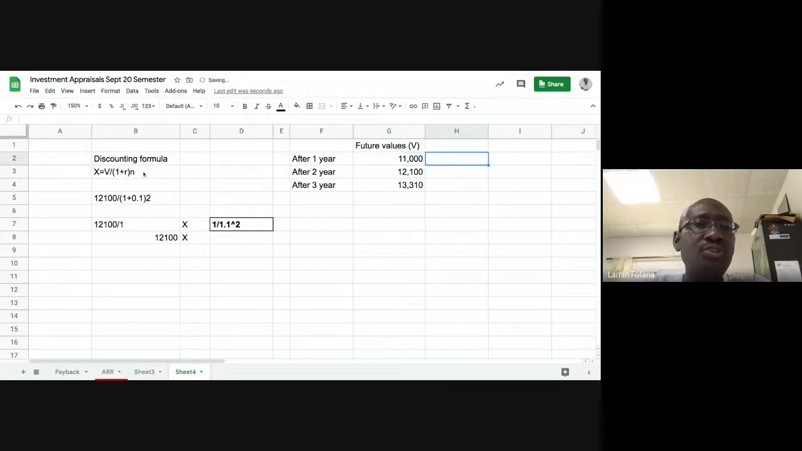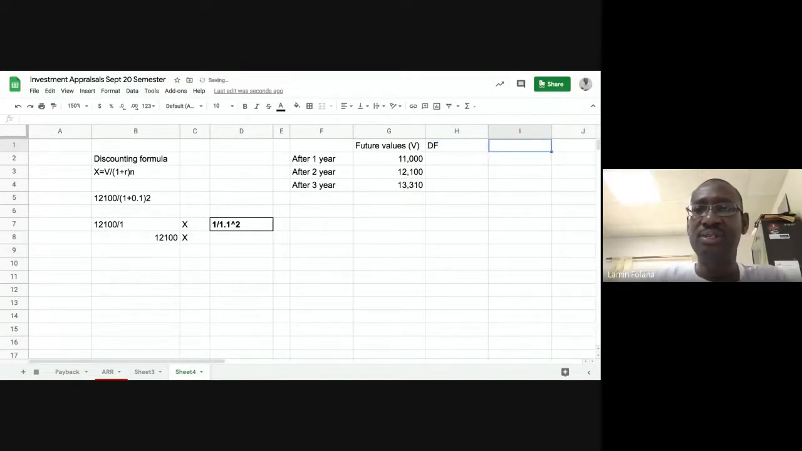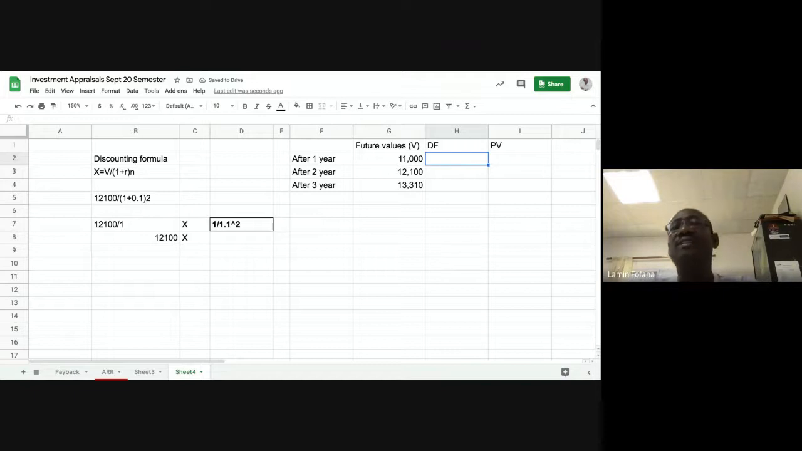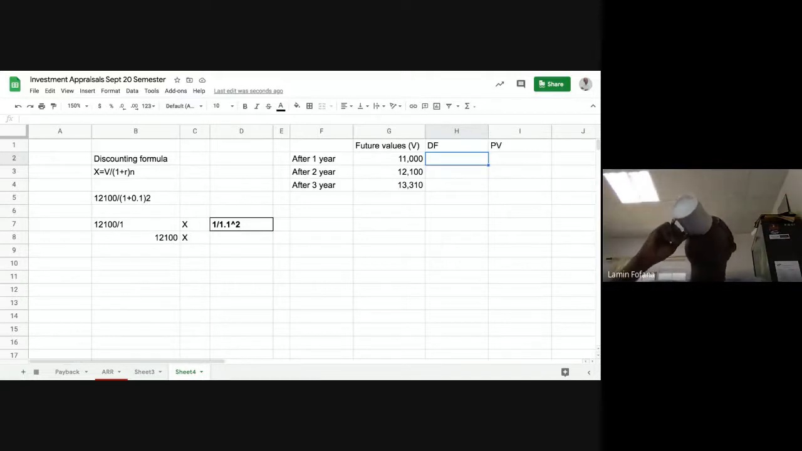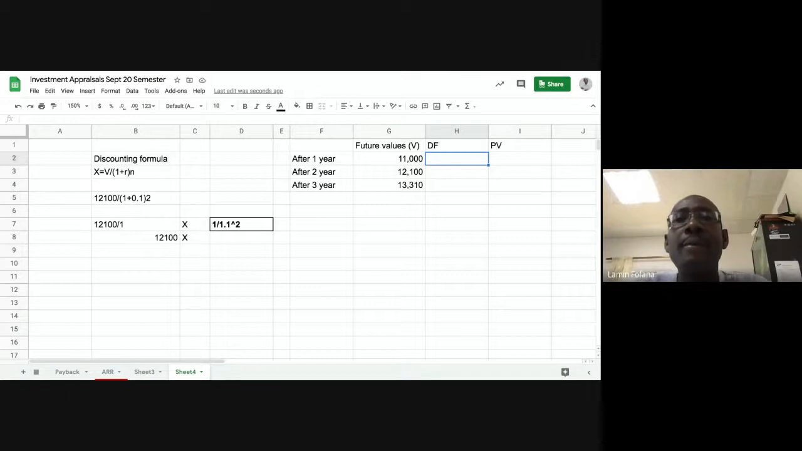Now, we are not going to use our formula, just like we've done here, but instead we are going to calculate a discount factor. Our discount factor for the 10% for 1 year, for 2 years, and for 3 years is what we're coming to do here. And then we'll have our PV, our present value. So how do we calculate our discount factor here? Can someone help me? Malcolm, you've done this before. Can you tell us how we calculate our discount factor, please?